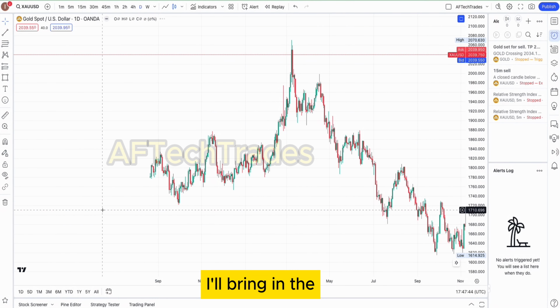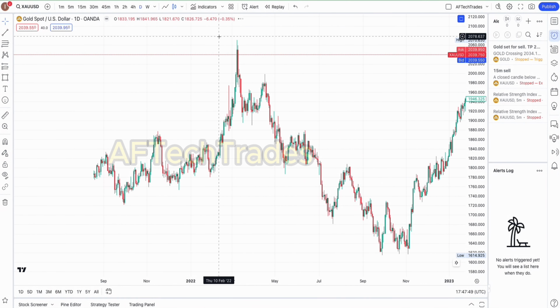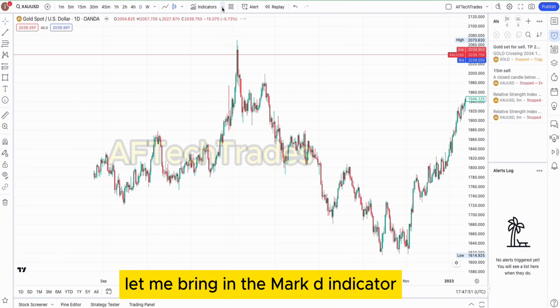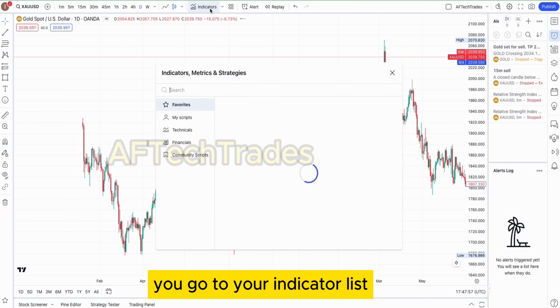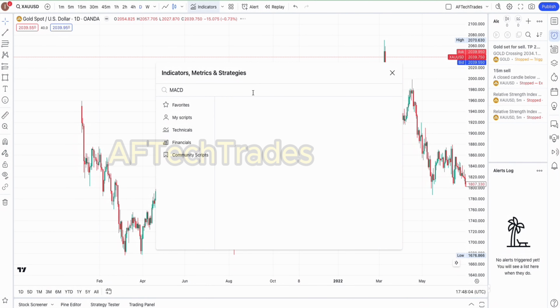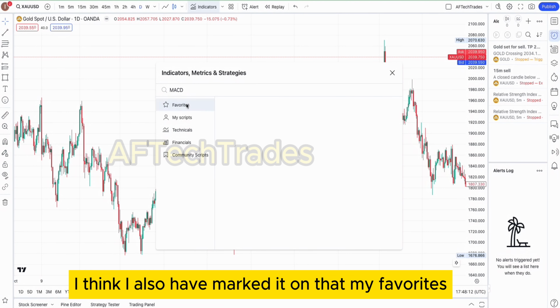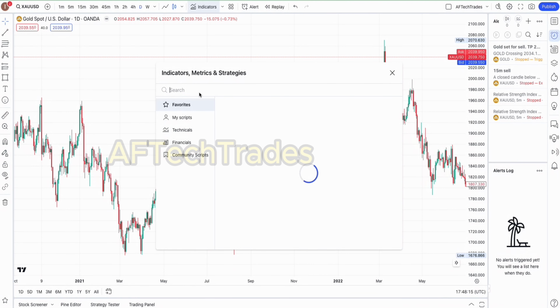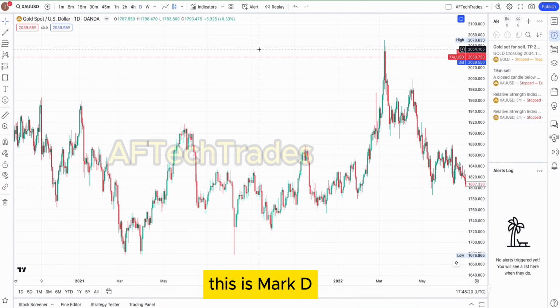I will bring in the MACD indicator. You go to your indicator list and type MACD for short. The network is a bit slow. I think I have also marked it under my favorites, if that will be faster. Moving average convergence divergence. Okay, yes, this is MACD.